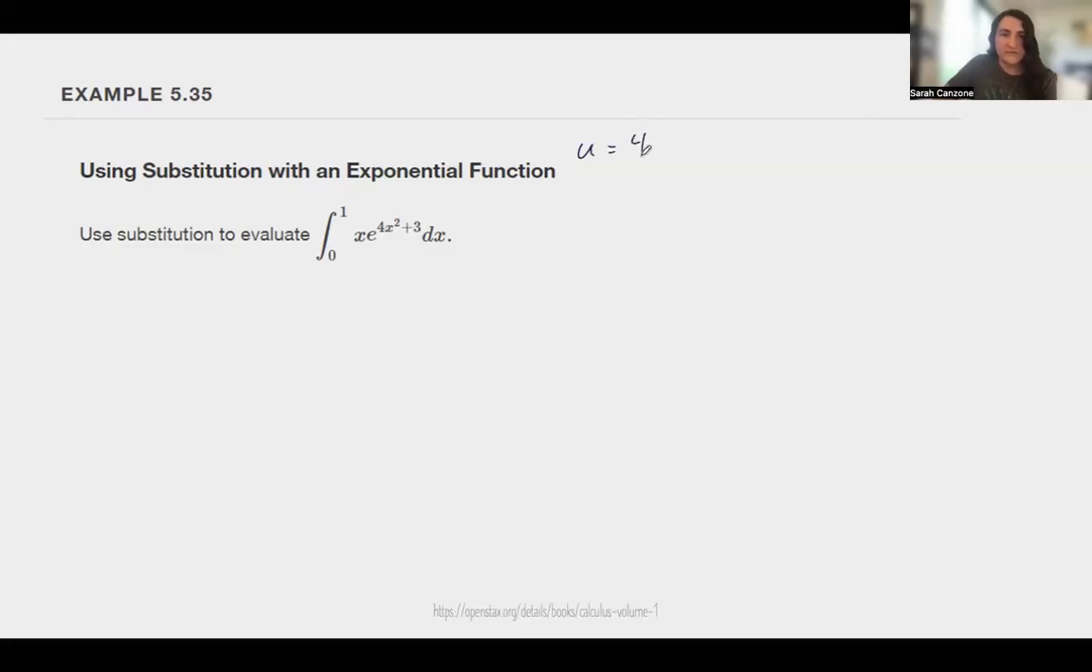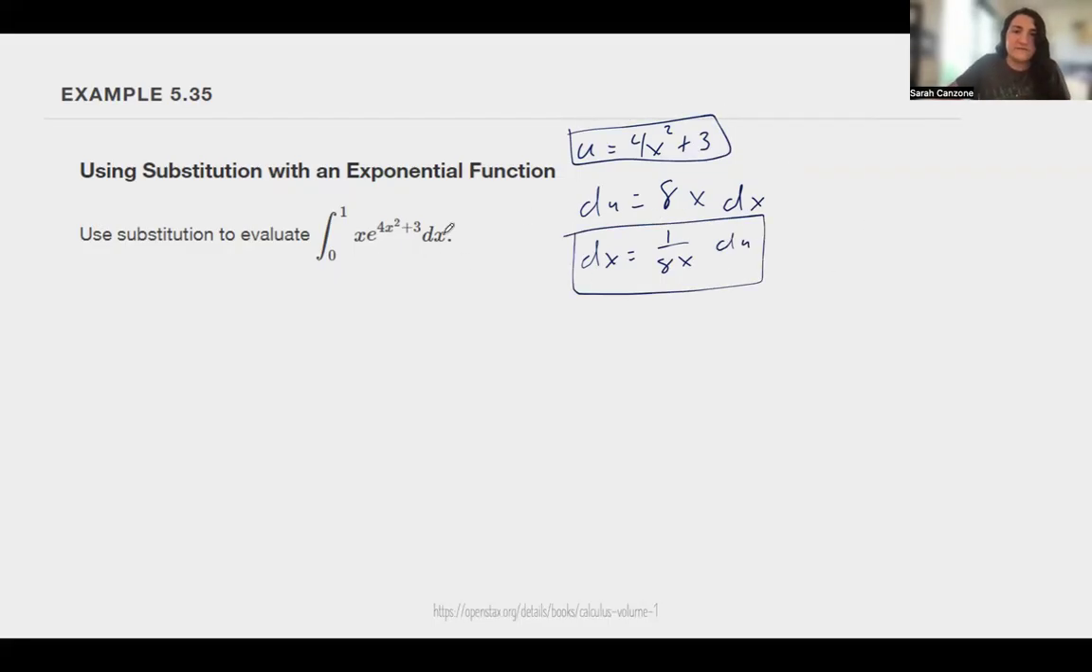So choose u to be 4x squared plus 3, which tells us that du is the derivative of this. That's 8x. The derivative of 3 goes to 0. dx, because we took the derivative. We'll solve for dx. So dx is 1 over 8x times du. So this is what we need, and this is what we need.